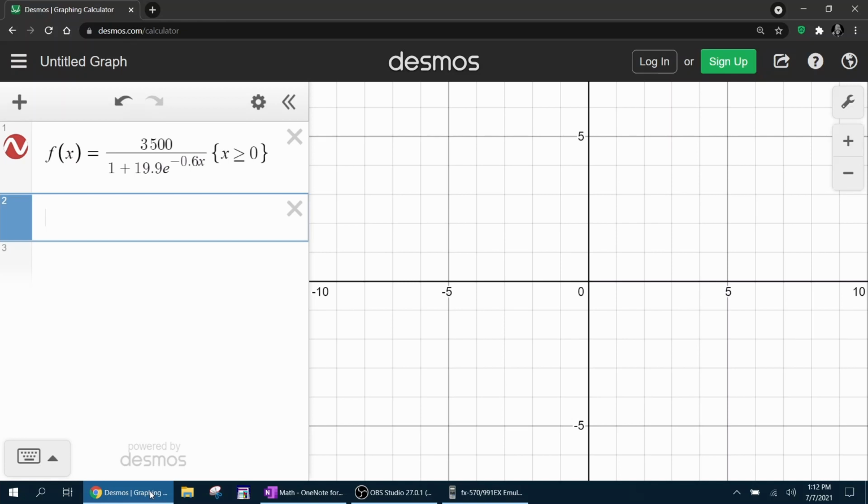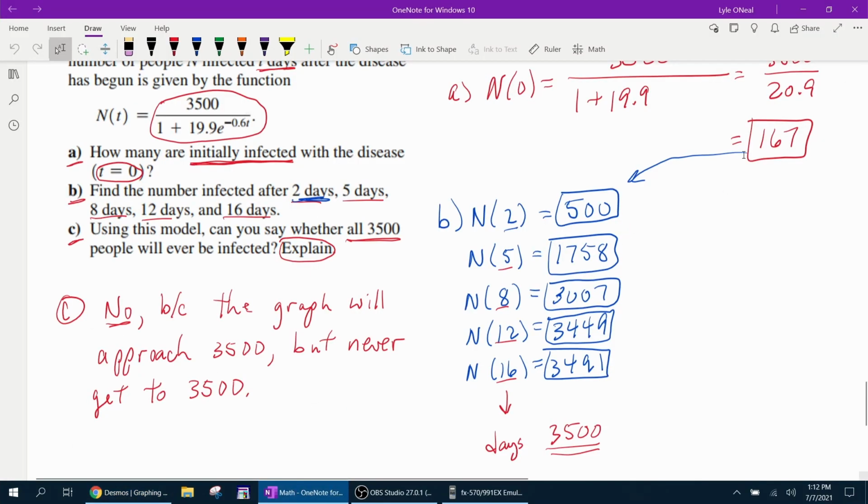Alright, so what I've done here is I've input our function into Desmos, and I had to set the restriction for x is greater than or equal to 0, because remember that x is time, and it doesn't make any sense to talk about what happened before this infection started. So our time starts at 0. Notice that there is no graph here, and that's because our values at the beginning were pretty large, right? Remember, when n is 0, there were 167 people infected.